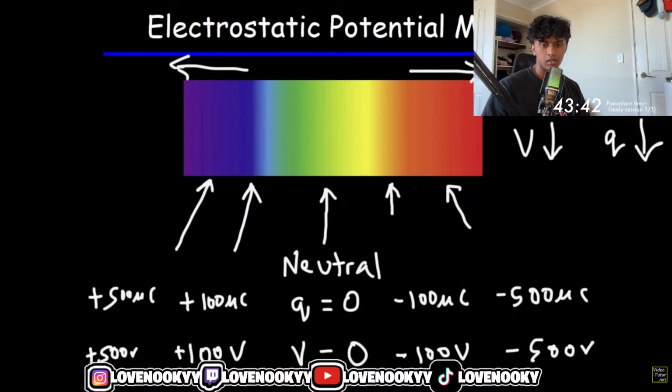So just to recap, as you move to the right towards the red area, it becomes more negatively charged, and the electric potential is decreasing, it's becoming more negative. As you move towards the left, towards the blue areas, the charge is increasing in a more positive way, and the electric potential is also positive. So the potentials are high at either side, but in the middle it's 0. On the right side it's negative, on the left side it's positive.